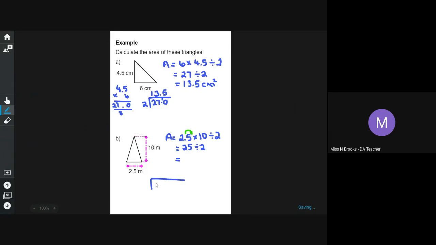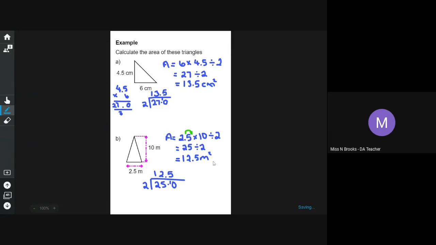And let's stick our 25. We know it's an odd number, so we're going to need a decimal place. So 2 goes into 2 once, 2 goes into 5 2 times, remainder of 1, and 2 goes into 10 5 times, and so our answer is 12.5, and our unit this time is meters squared.